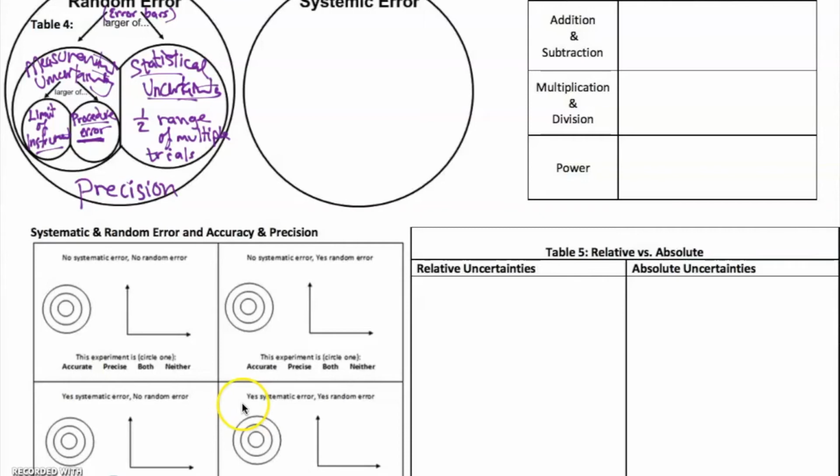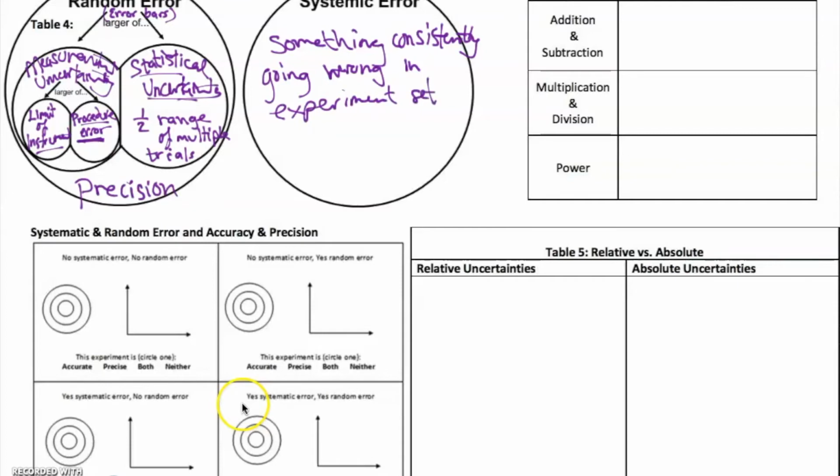Systematic error is that something constantly went wrong in your experiment. So you have something consistently going wrong in your experiment setup. And so systematic error tells us whether or not our experiment is accurate.